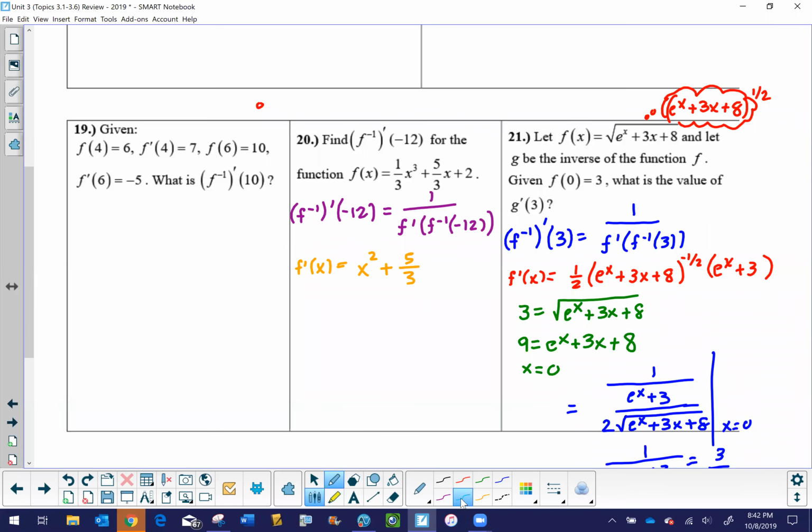The next thing that you have to do is let f of x be -12, and then you've got your 1/3 x cubed plus 5/3 x plus 2. You guys are probably starting to see that these problems look alike. The patterns are the same. That's why I have you guys practice, and why I give you so many things to practice.